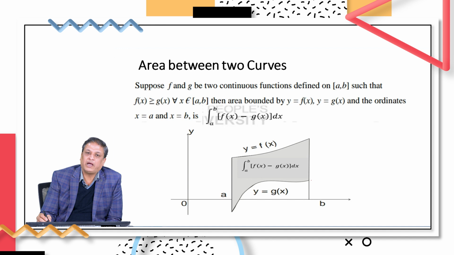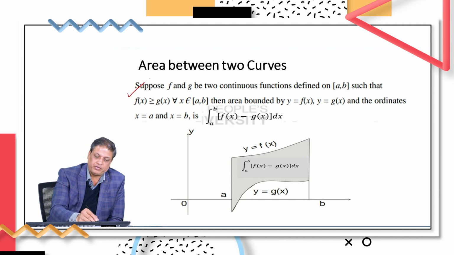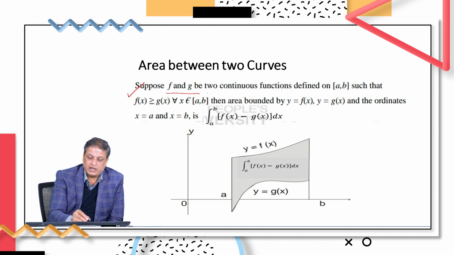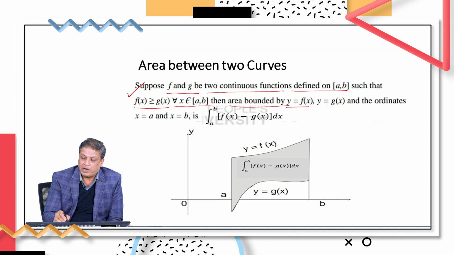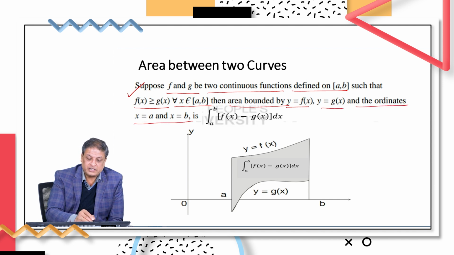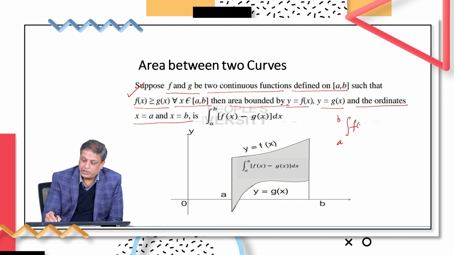Similarly, we can apply this concept to find the area between the two curves. Say f and g are two continuous functions defined in an interval [a, b], such that f(x) is greater than g(x) for all values of x belonging to the interval [a, b]. Then the area bounded by y = f(x) and y = g(x), and the ordinates x = a and x = b will be given by the integral from a to b of f(x) minus g(x) dx.